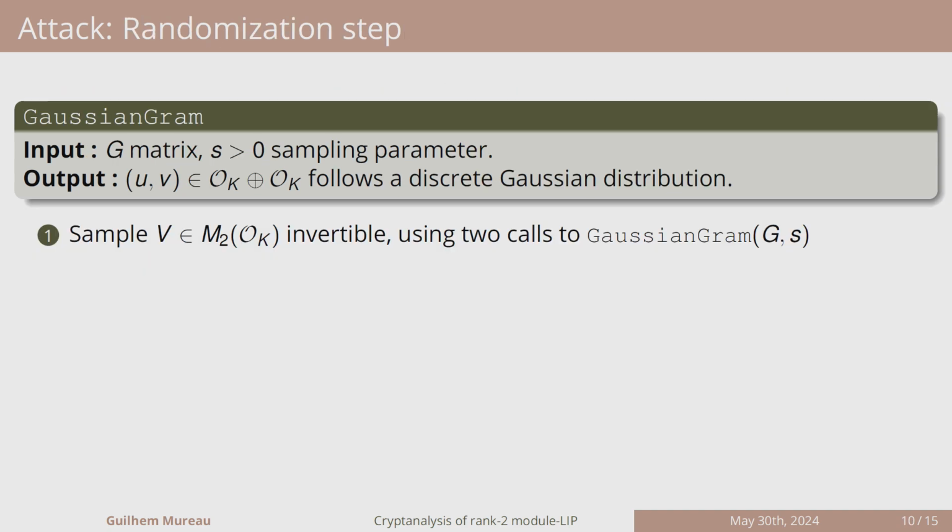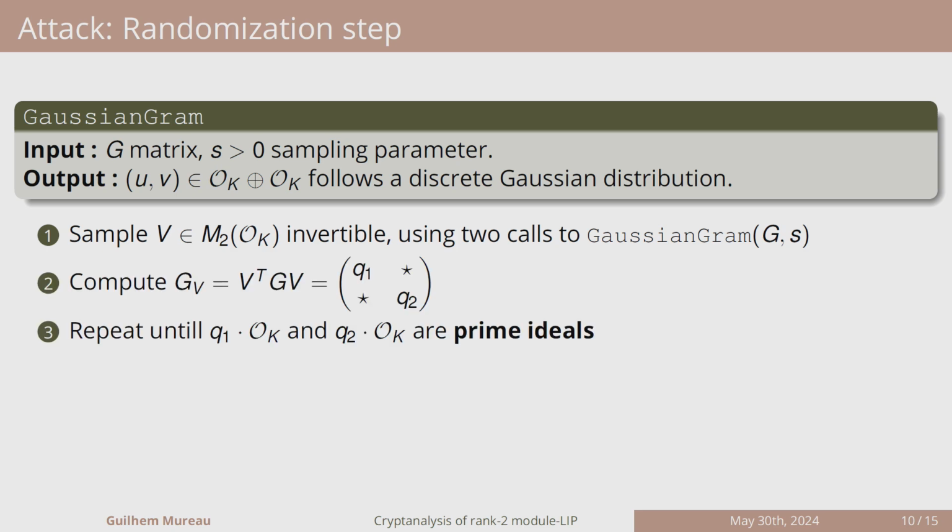So let me explain how we can randomize the input. We use Gaussian sampling. As input, a Gram matrix and some sampling parameter, it will return a module vector in OK plus OK, which follows a discrete Gaussian distribution according to G. We use it 2 times to get a matrix V. Suppose that this matrix is invertible. You can compute a new Gram matrix, V transpose G V. And we do it until the diagonal coefficients generate prime ideals.